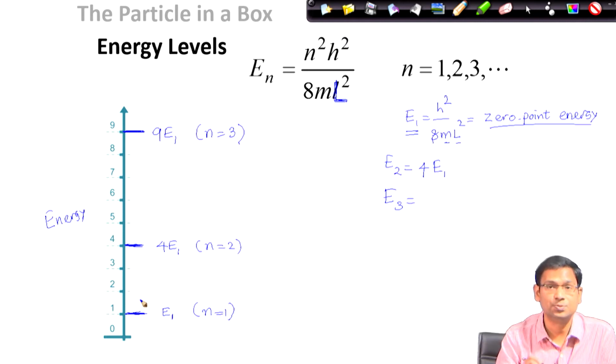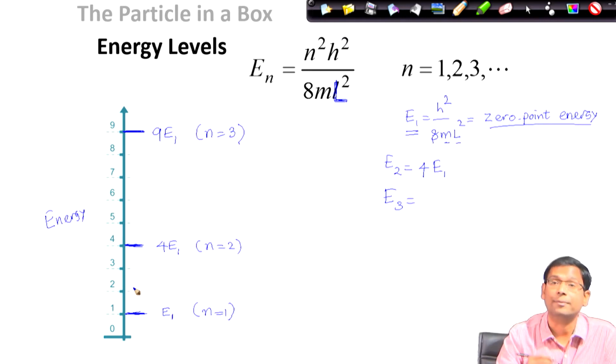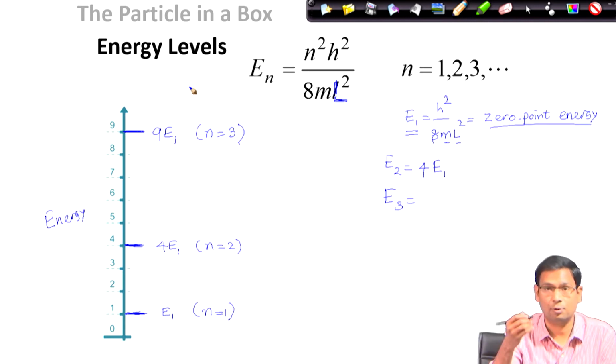If we had treated this same problem classically, all energies would have been allowed, because in classical mechanics the energy is a continuous quantity, but in quantum mechanics the energies are discrete, and in this case they have n square dependence. As you can see, I can go n equals 3, 4, 5, 6 and so on, and I would get the energy, the excited state energy of this system.